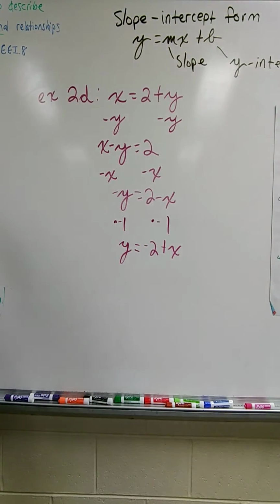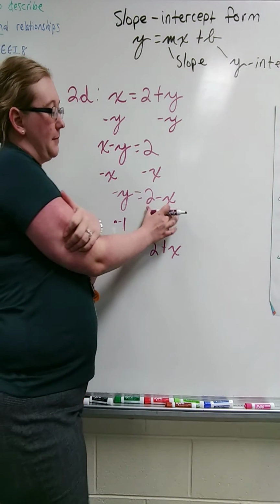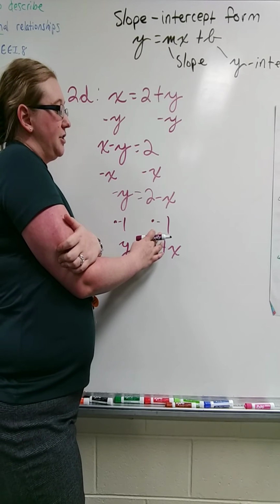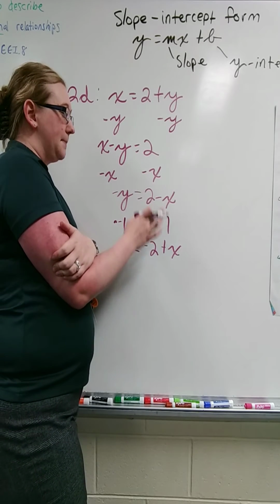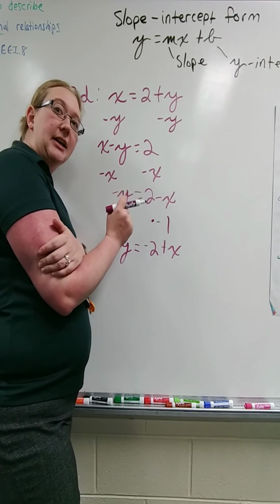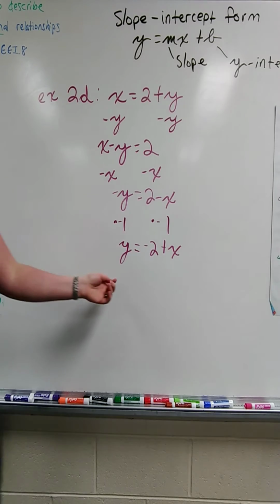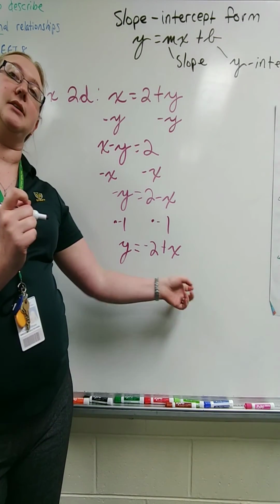Ooh, that makes our x value positive. Because when we multiply 2 minus x by negative 1, we have to take the opposite of 2 and the opposite of negative x. Okay? You have to make sure it's even. Exactly. Do I like the format y equals negative 2 plus x?